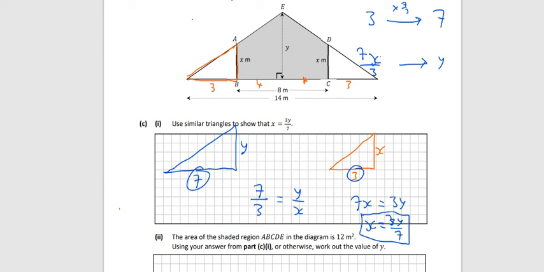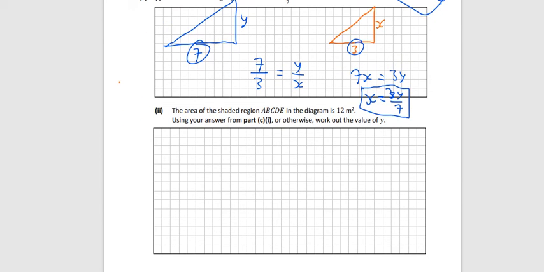So 7 over 3x is equal to y, and if you rearrange around, multiply across by 3 and then divide by 7, x equals 3y over 7. So it's using similar triangles there. So a difficult question here then. The area of the shaded region A, B, C, D, E in the diagram is 12 meters squared.